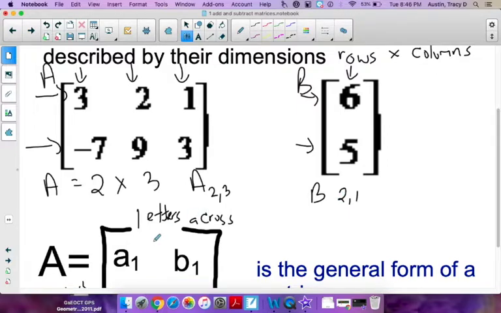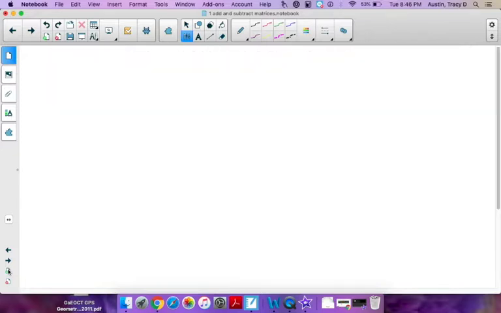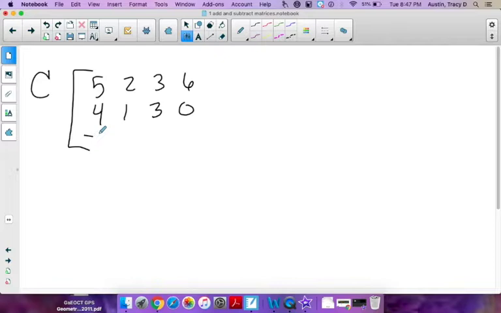Really neat part that we can actually do is we can talk about elements in the matrix. Okay, so as an example, we'll call this one matrix C. And as you can see, matrix C is a 3 by 4 matrix. 3 horizontal rows, 4 vertical columns. So it would be 3, 4.